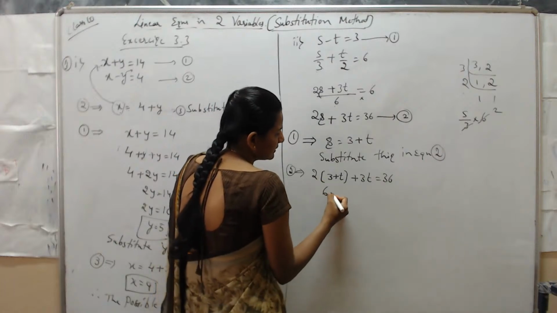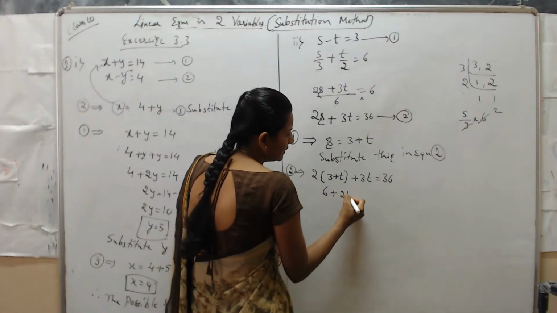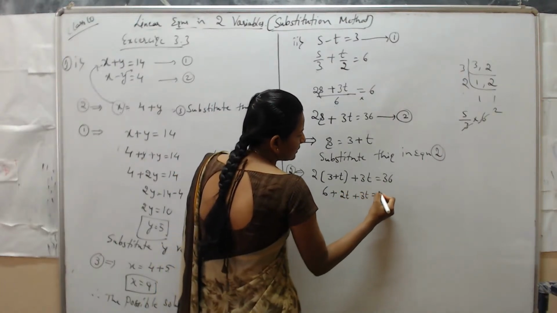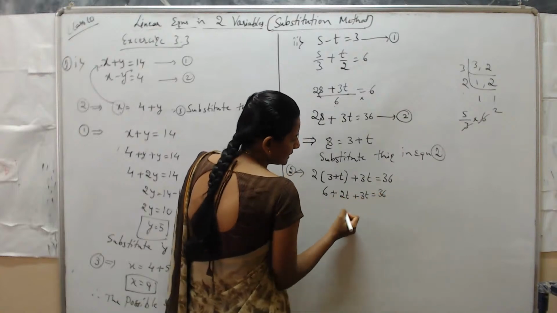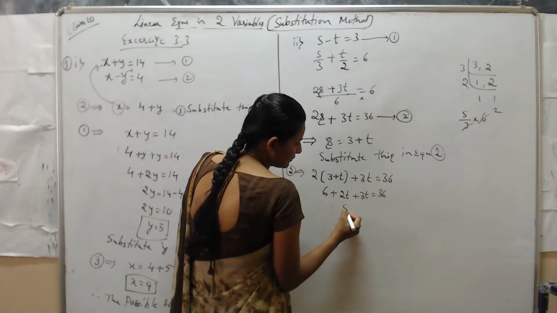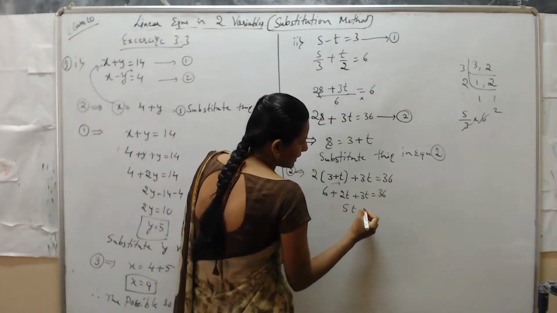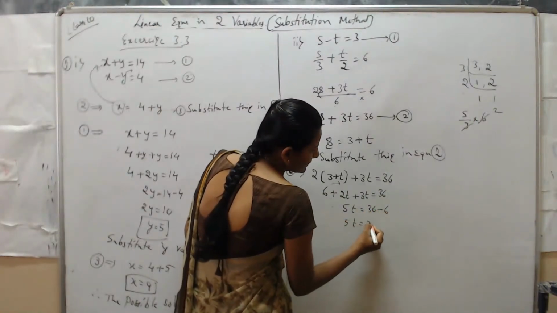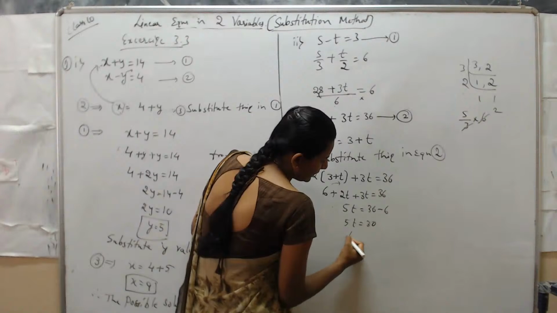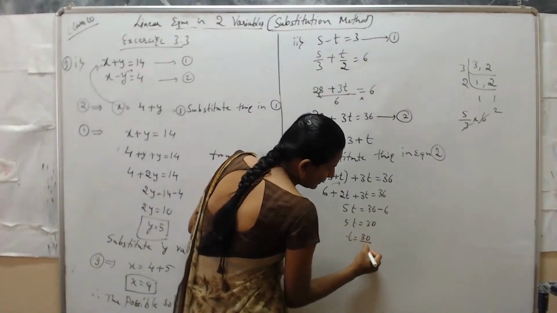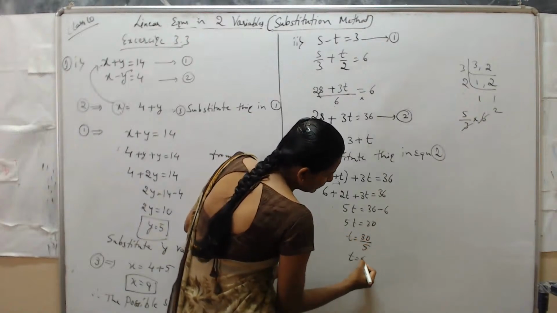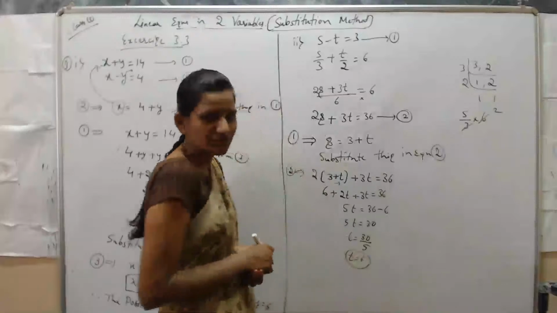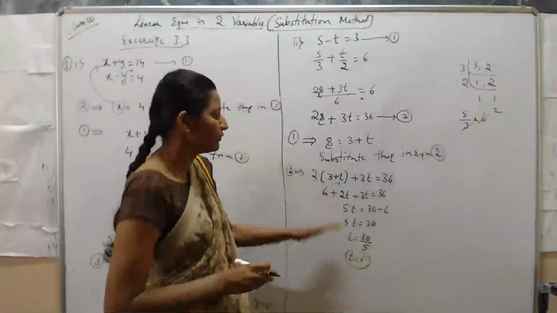Okay, 3 2s are 6. 2 into t, 2t plus 3t is equal to 36. 2 plus 3 is 5t. This 6 comes to the right side, that is 36 minus 6. 5t is equal to 30. t is equal to 30 by 5. t is equal to 6. Understood? Okay, solve for t.